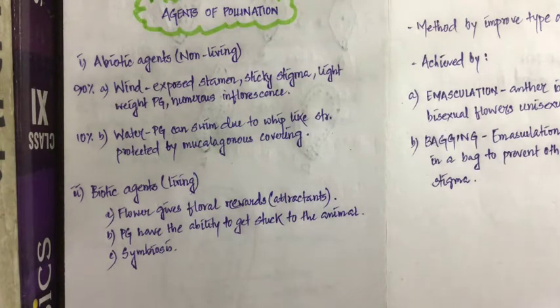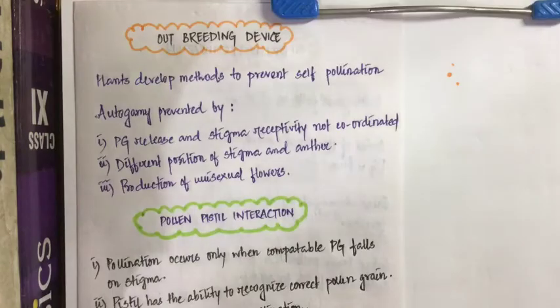Next up, what we are going to see is outbreeding devices. Let us see ahead. So what we have next is this outbreeding device. Now remember that two different types of pollination are possible. One kind is self-pollination and the second kind is cross-pollination. I have already shown you before autogamy, geitonogamy and xenogamy. I have also said that autogamy and geitonogamy are self-pollination, whereas xenogamy is cross-pollination.